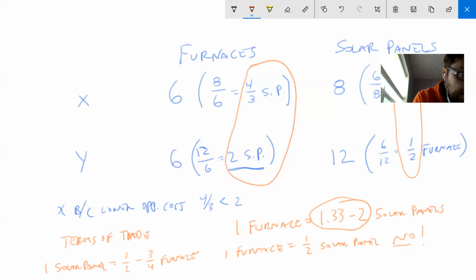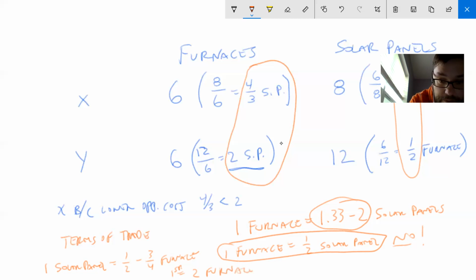Okay, so if you take this same ratio, remember, this is the ratio that we're given in terms of the terms of trade. If you flip that around, right? So multiply that by 2, you get one solar panel equals 2 furnaces. Now, is 2 in between 1/2 and 3/4? No, right? So it doesn't matter which way you look at it. You look at it either way, and it's essentially the equivalent. So you don't have to look at both. You just have to look at one. But it's outside the range.